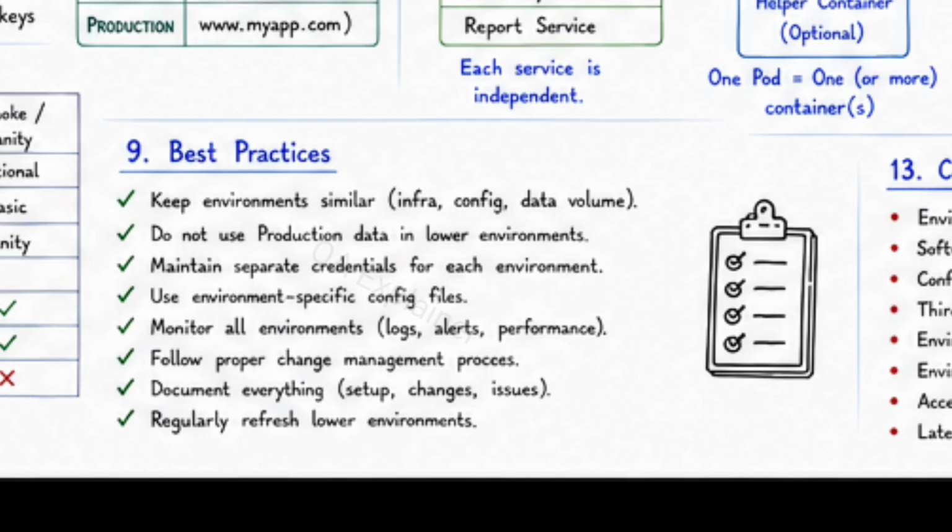Then, production data we never use inside the lower environment. We maintain separate credentials for each and every environment, and it is actually followed everywhere. For environment-specific settings, we have different configuration files that are handled by the DevOps team or the deployment team. We are monitoring all environments. Every environment has its own logs, own alerts, and own performance metrics.